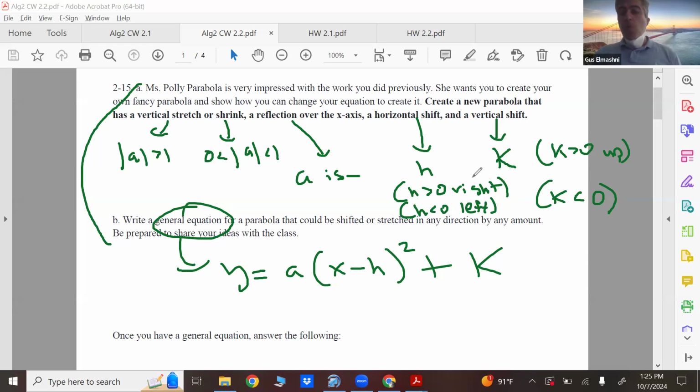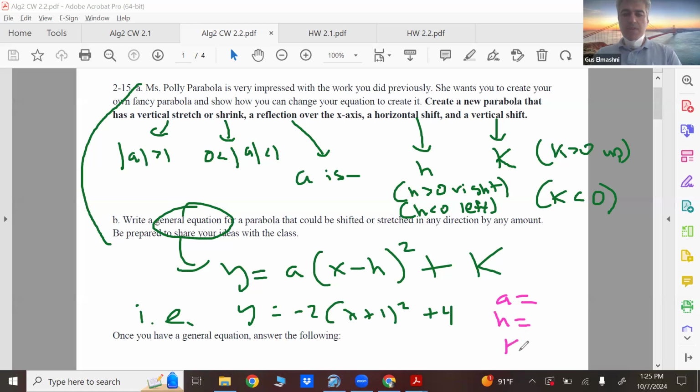So if you were to come up with your own equation, let me give you a good example. y equals -2 times (x plus 1) squared plus 4. So that's a good example. Tell me what a is, what's h, what's k, and then we'll draw it. So what's h and k here? A is what? What's h?